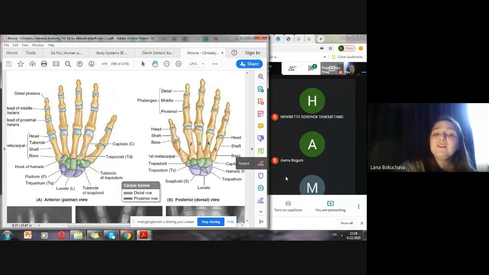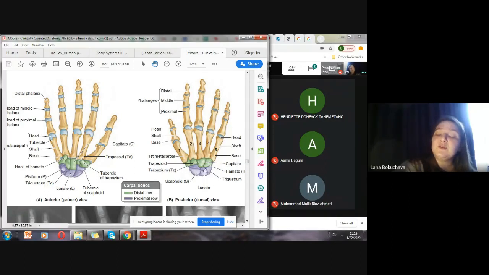So as a result, if we look from the posterior or dorsal view, you can see only 3 out of 4 bones of the proximal row. Again from the lateral to the medial, we can see that we have the scaphoid, as we said, we do have the lunate, and we do have the triquetrum, and on the anterior surface of the triquetrum, we have the structure which we call the pisiform.